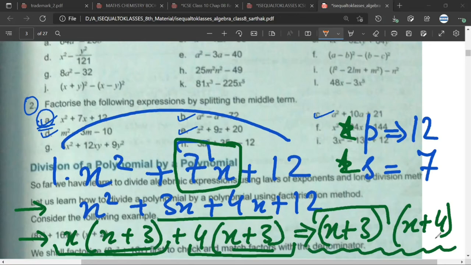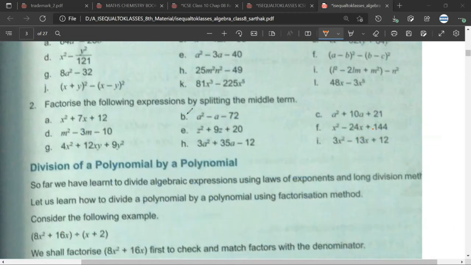Mr. Sarthak, are we clear? Yes. Do you want to try B part, Mr. Sarthak? Yes. Just try to do the B part and we will discuss in 2 minutes.